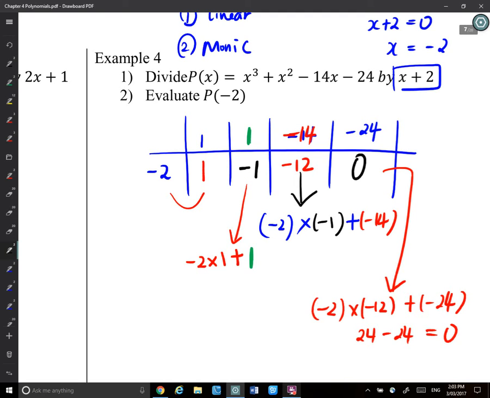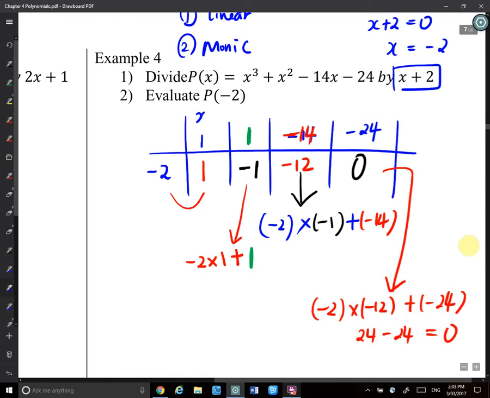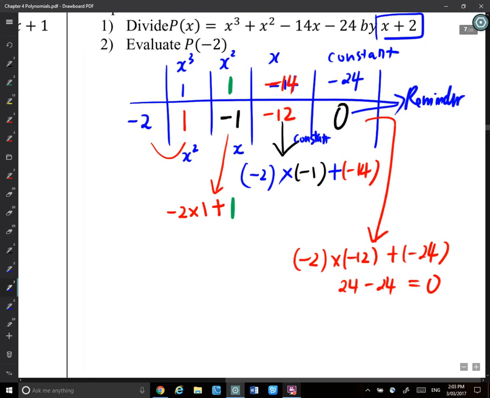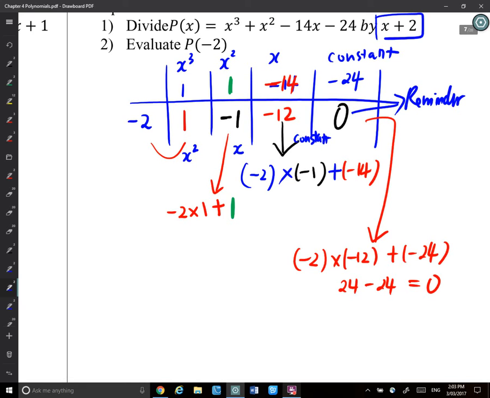So what does all of that represent? Let's write down: that's the x cubed term, the x squared term, the x term, and the constant term. For the bottom row, that's the coefficient for the x squared term, the coefficient for the x term, the coefficient for the constant, and the last box is the remainder. The remainder is 0, so x plus 2 is a factor of this P(x).